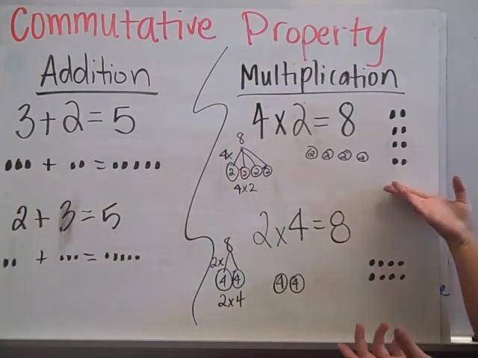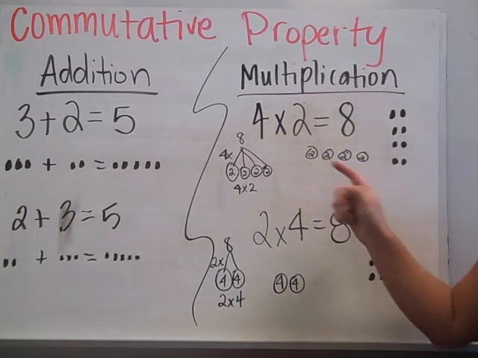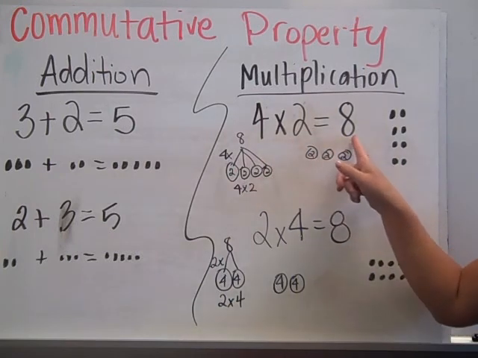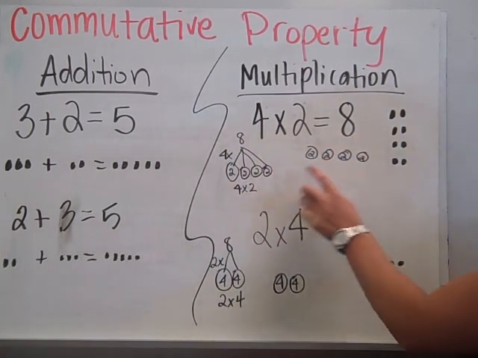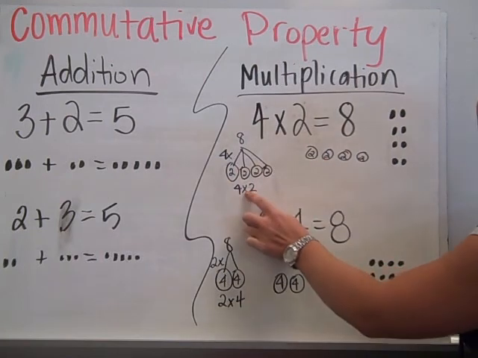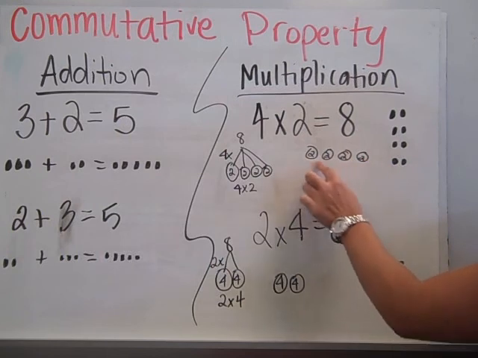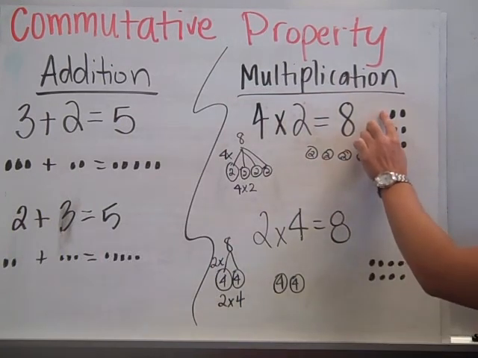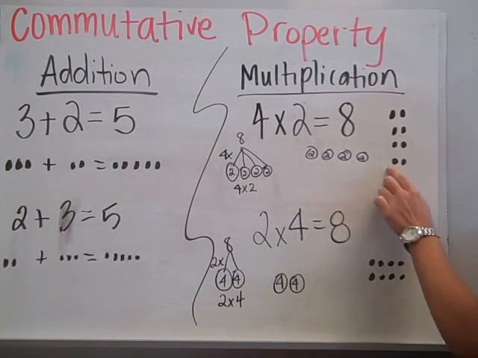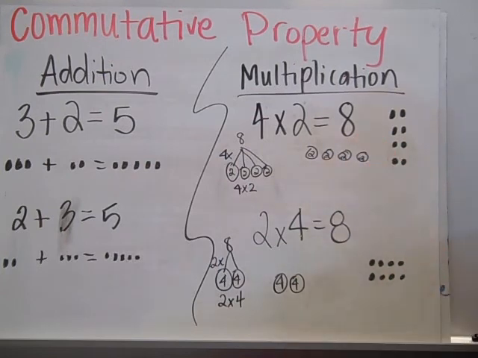When we look at multiplication, it's the same thing. 4 times 2 equals 8. Okay, and I showed you all 3 ways. I showed you the equal shares, I showed you 4 groups of 2, and I also showed you the array, 4 rows of 2 equals 8.